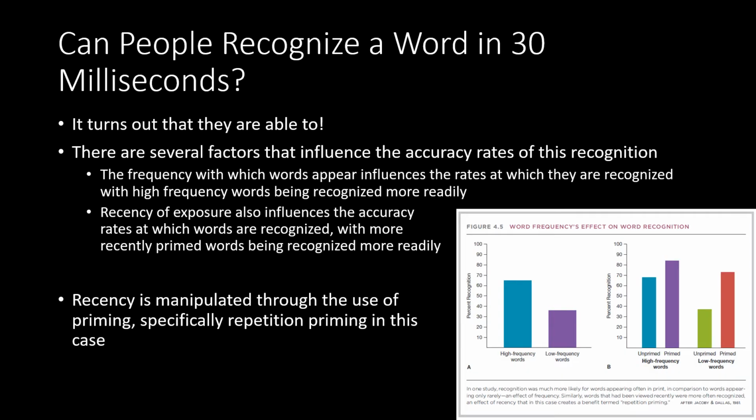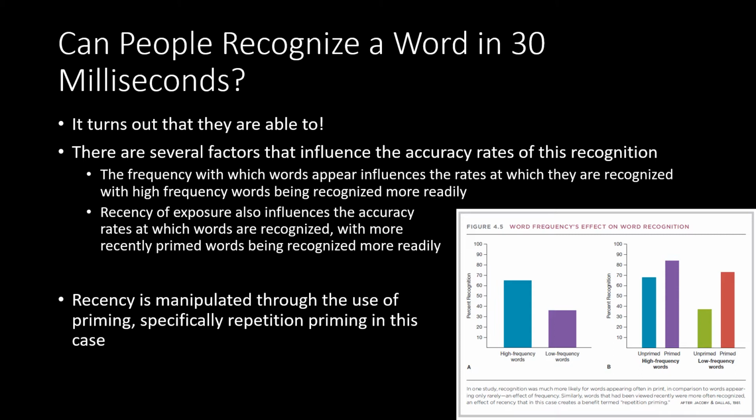But can people recognize words in 30 milliseconds? As crazy as this may sound, they actually are able to do so, and they do so at pretty okay rates in a lot of cases. There are, however, some factors that influence how accurately one is able to recognize certain words.